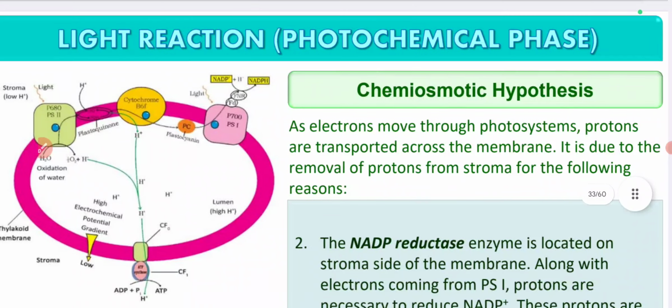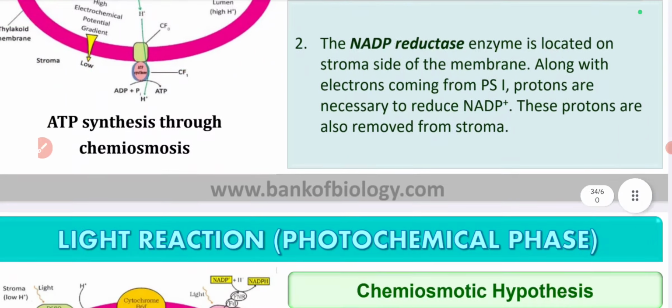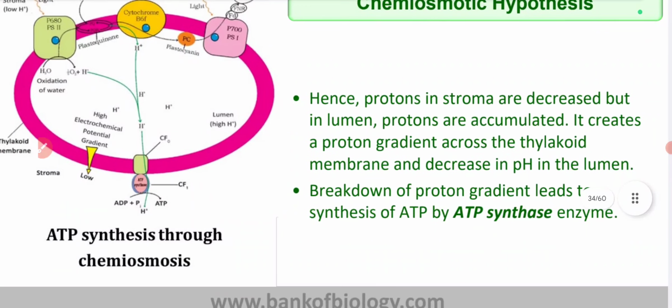Second, the NADP reductase enzyme is located on the stroma side of the membrane along with electron coming from PS1. Protons are necessary to reduce NADP+. These protons are also removed from stroma. Hence, protons in stroma are decreased, but in lumen, protons are accumulated. So, as you can see, lumen has high H+ ions, that are protons. It creates a proton gradient across the thylakoid membrane and a decrease in the pH in the lumen. Breakdown of proton gradient leads to synthesis of ATP by ATP synthase enzyme.